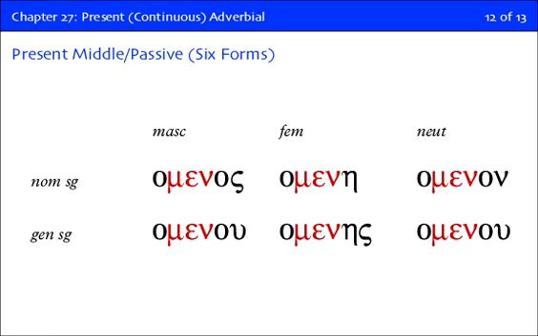What are the 6 forms for the present middle passive? Piece of cake. Amanas, amane, amanan, amanu, amanes, amanu. No big deal, right? As long as you know your nouns, you're just fine.